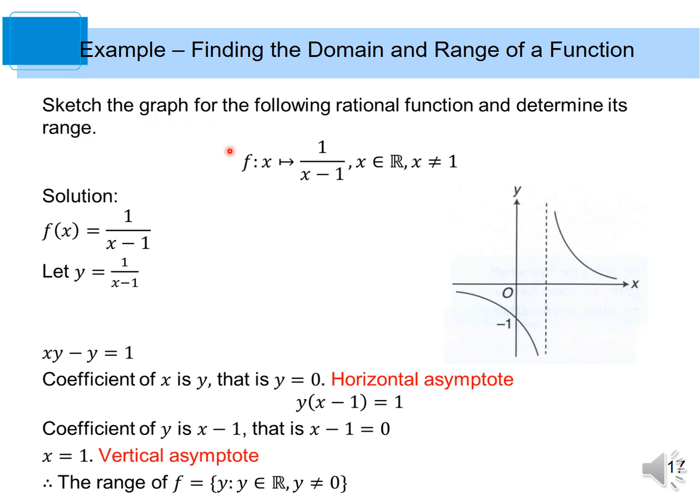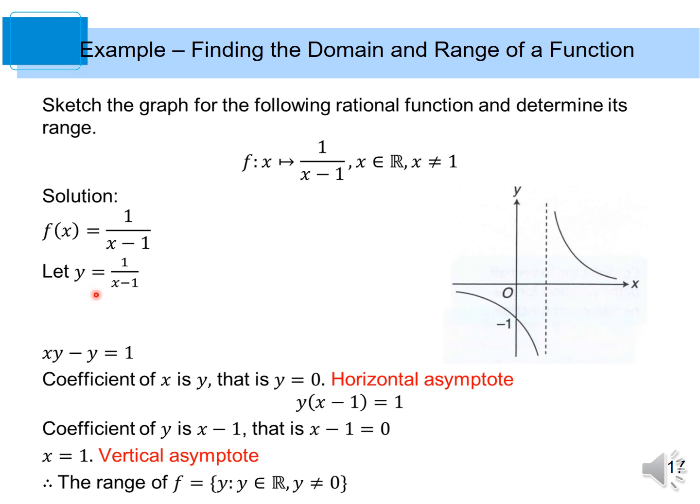Sketch the graph for the following rational function and determine its range. f(x) = 1/(x − 1), x ≠ 1. Meaning that if you substitute x equal to 1 here, you will have 1/0, where this function is undefined. So now the first step: this is the given function, f(x) = 1/(x − 1), and you change the f(x) to y.